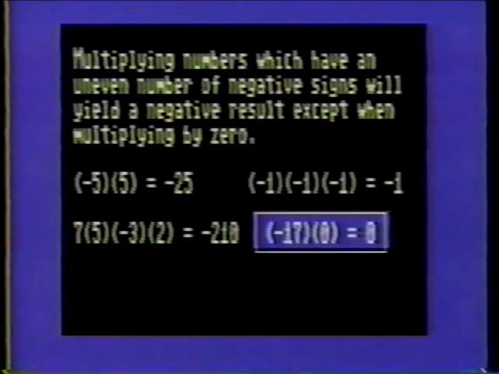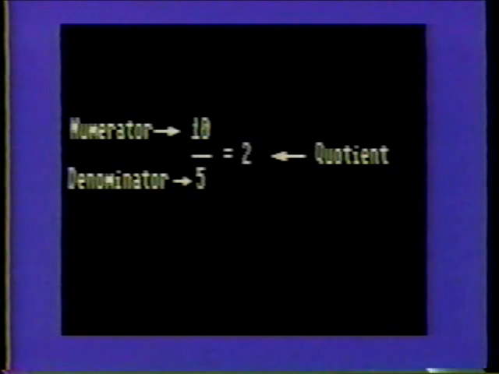Division of signed integers is much like multiplying them, except the rules concerning zero change. Thus, if you understand one concept, you will have little trouble comprehending the other. First, let's denote the different components of a division problem. The numerator, 10, is on top. The denominator, 5, is on bottom. And 2, the answer, is called the quotient.